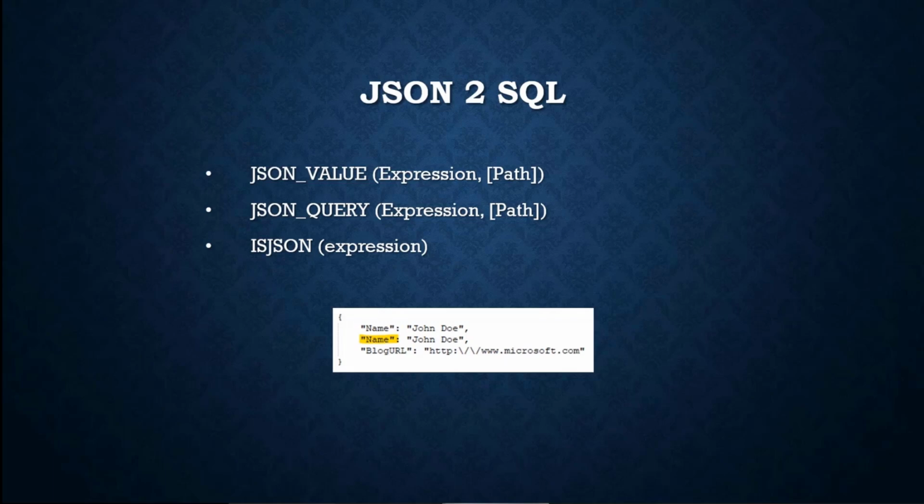And the last function is ISJSON. And of course, it checks if the input string is valid JSON data. It returns an int value with three states: 1 for yes, 0 for no, and null for null, of course. But it doesn't actually check the uniqueness of keys. So in the example you can see on the screen, this would be a valid JSON document, of course.